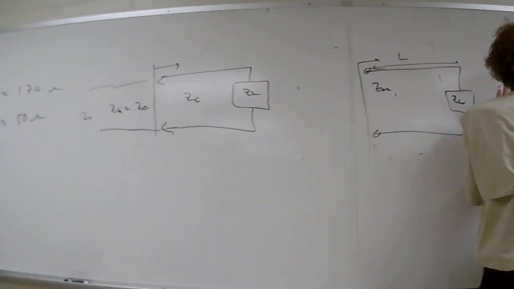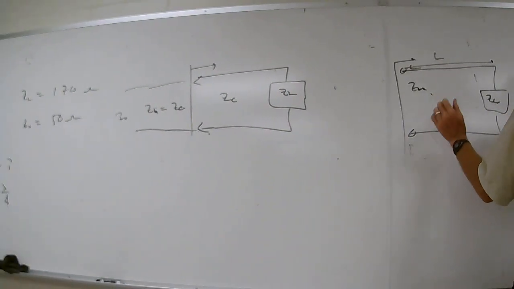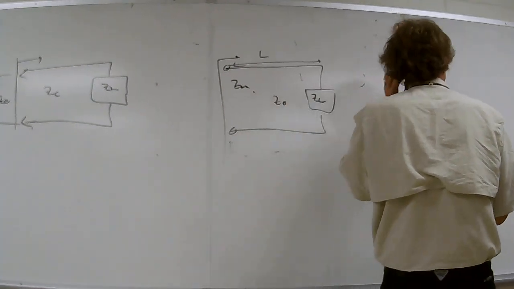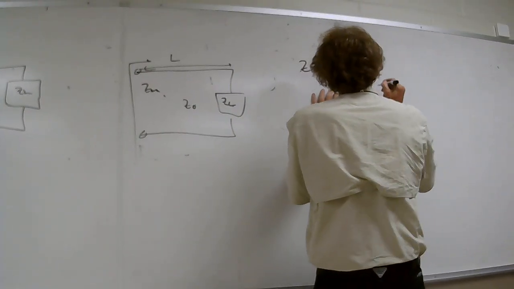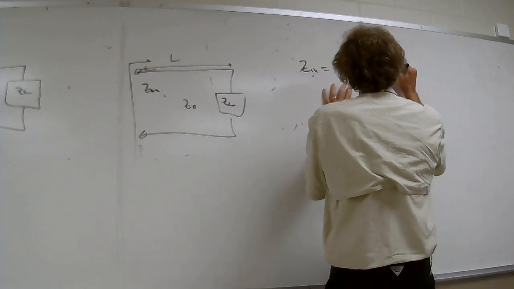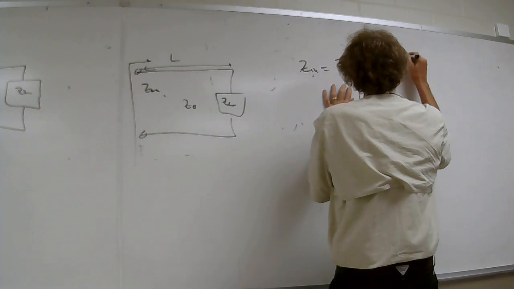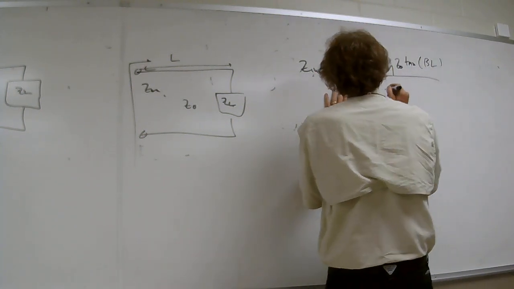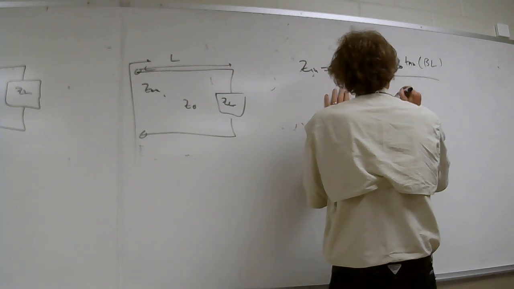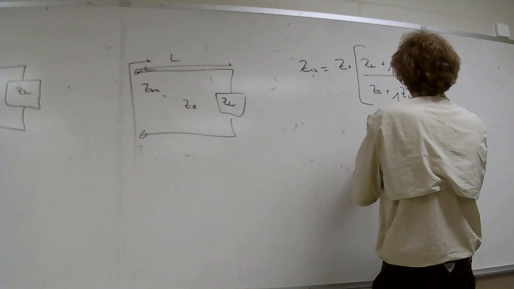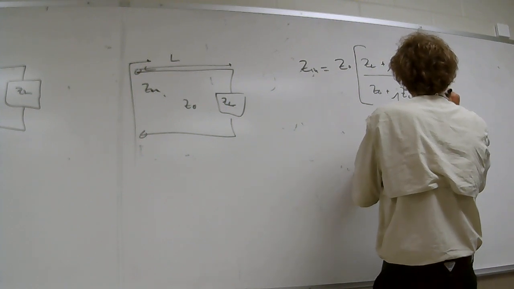Z naught, that's the characteristic impedance of this one right here. I should say this is Z naught, or characteristic impedance of the transmission line, times ZL, that's this, plus j Z naught times the tangent of beta L, over Z naught plus j ZL times tangent of beta L.